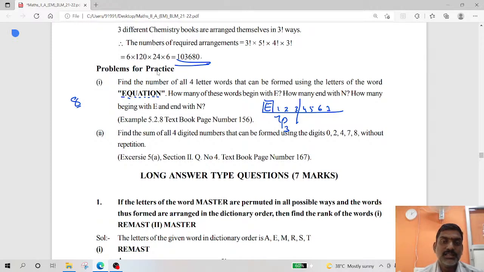How many end with N? So in the ending we fix N, and the remaining is our wish. Again same, I think 7P3. How many begin with E and end with N? In the middle 2 places are there. 6P2.